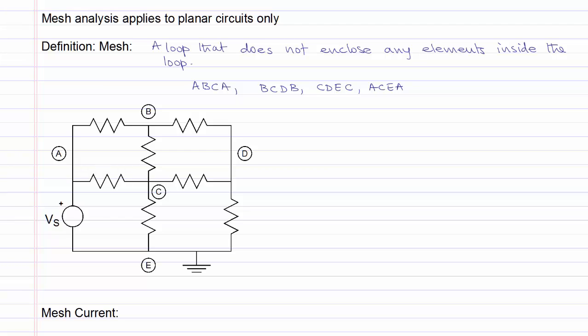An easy way to identify meshes in a circuit is to identify small windows in the circuit. For example, this is the loop ABCA, and the other loops that we have defined are small windows in this circuit, and none of these meshes have any elements enclosed inside them.